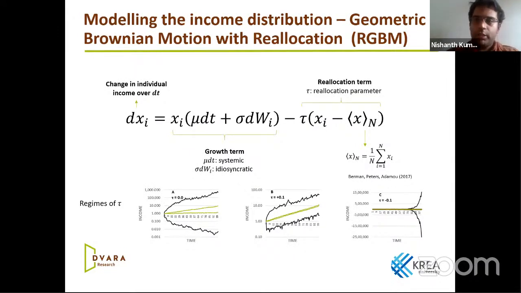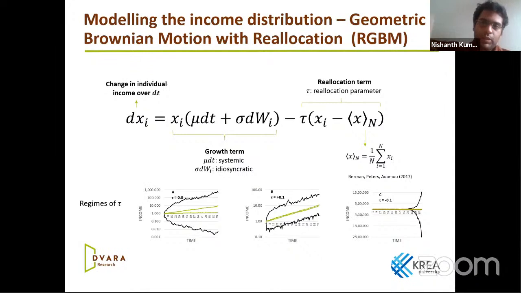What is most interesting, and the chief component of a lot of the analysis that we have done, and also the literature that's building around this, is that this tau, which we're calling the reallocation parameter, is significantly important and could prove important to understand what regime the income distribution is at. Tau can take three possible values: 0, positive, or negative, right?